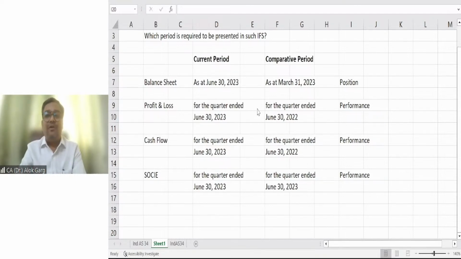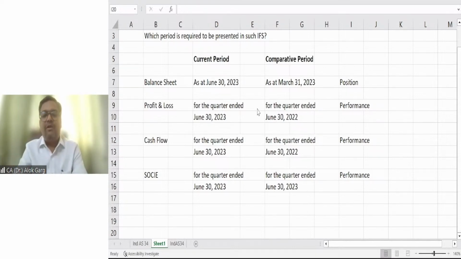Tanisha, I am only talking about balance sheet. I am only talking about balance sheet, Tanisha. Right? I'm not talking about the entire financial statement needs to be compared with the financial statement.